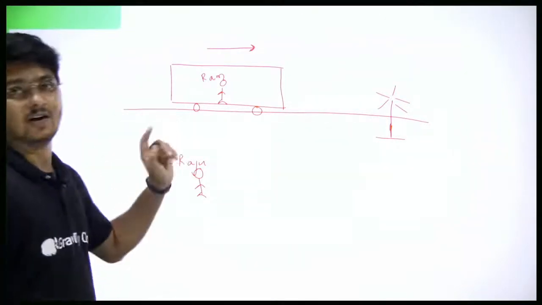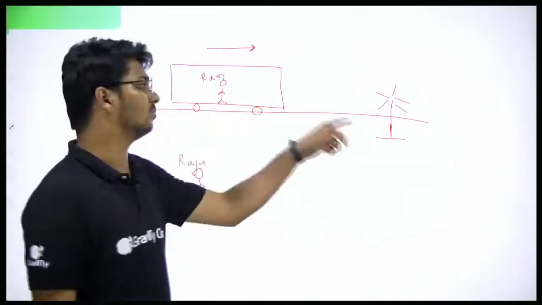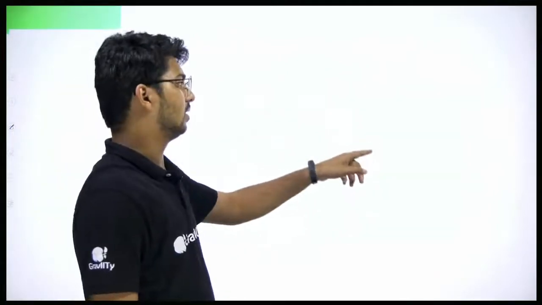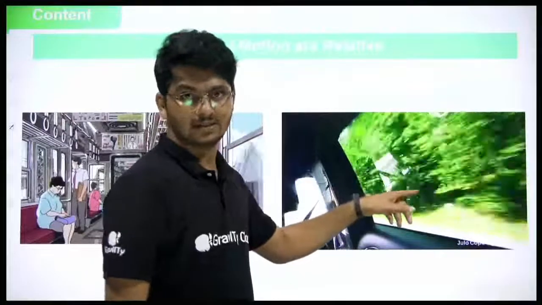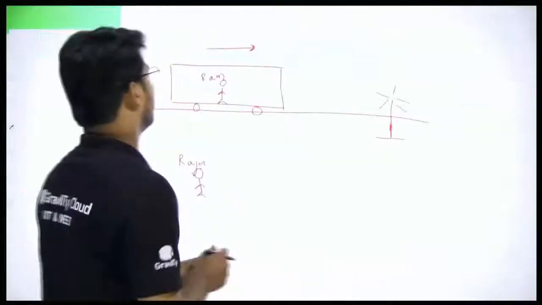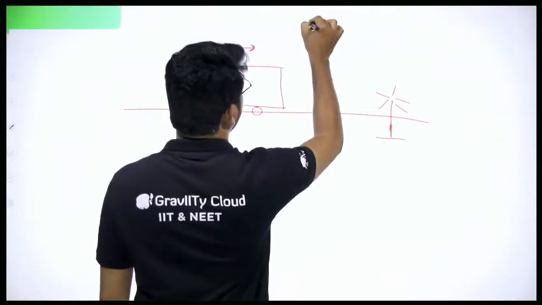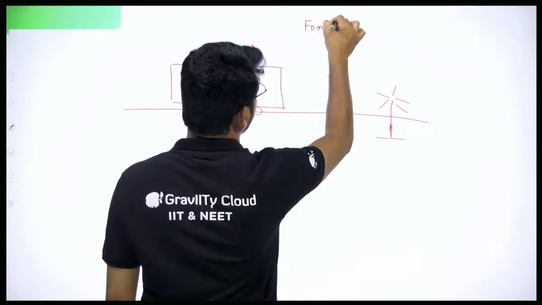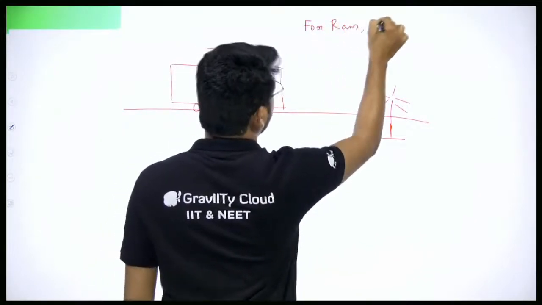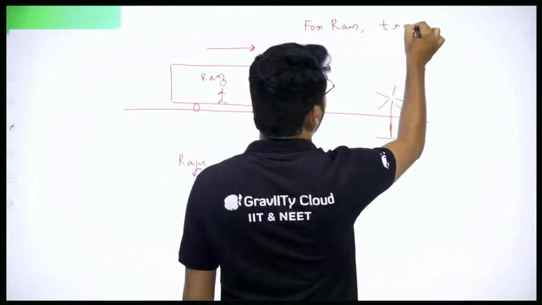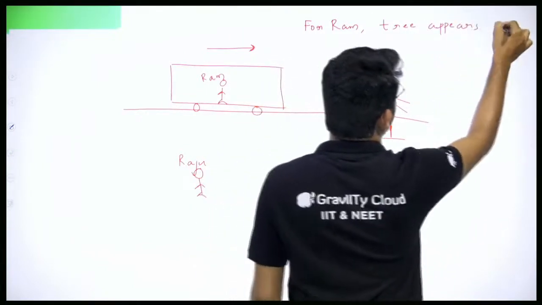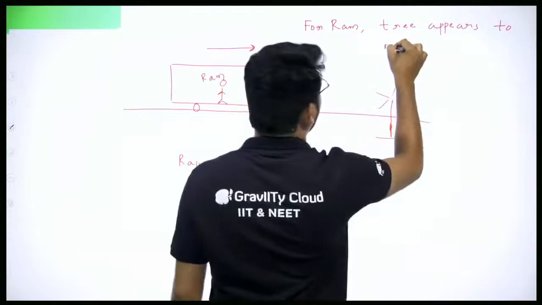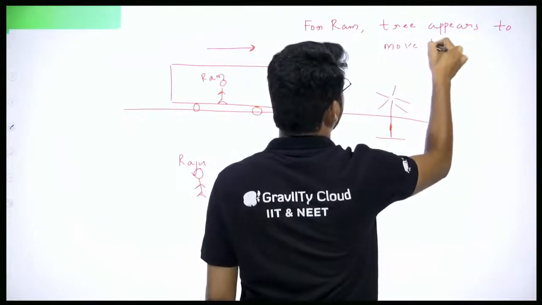So for Ram, what happens? What does Ram see? Ram will see the tree going back. Ram sees the tree going back. Yes or no? I'll write that down. For Ram, the tree appears to go back. The tree appears to move back. Yes or no? Because his car is going forward.